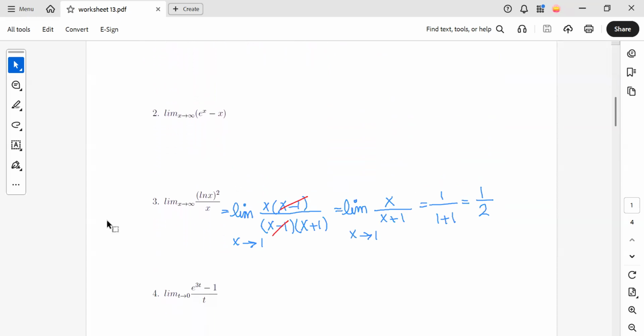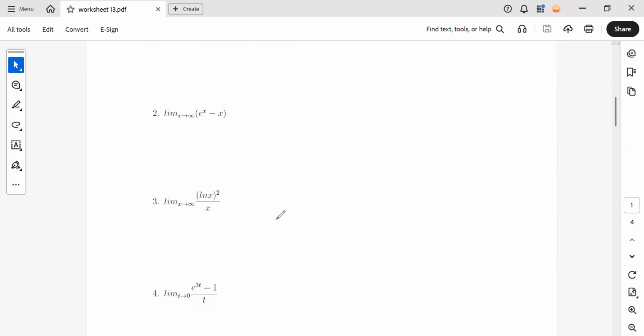Okay, for the second one, when you plug in infinity, you would have infinity, and e to the x is a function that grows faster than power function, as we had in the lecture.